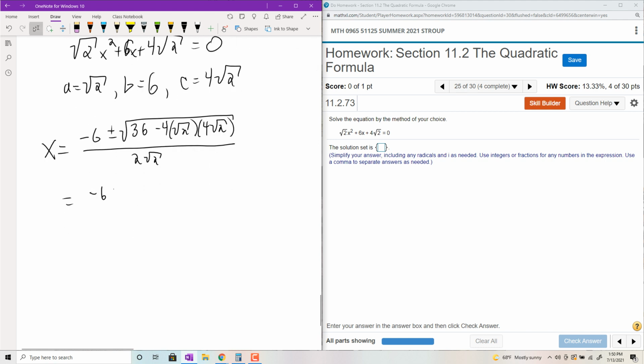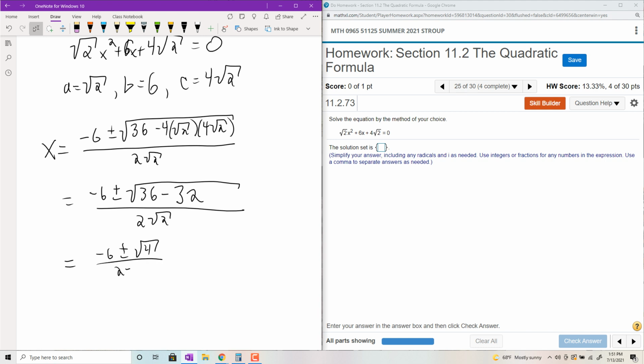So yeah, negative 6 plus or minus square root of 36 minus, okay, so we have 4 times 4 is 16. Root 2 times root 2 is root 4. Root 4 is equal to 2. So 32 when all is said and done, over 2 root 2. Then you get negative 6 plus or minus root 4 all over 2 root 2. And then I can butterfly it. So you get negative 6 all over 2 root 2 plus or minus root 4 all over 2 root 2.